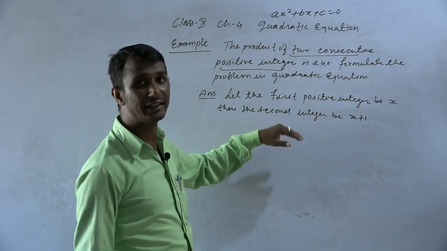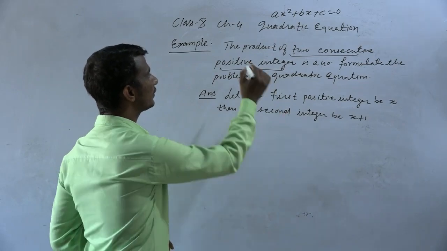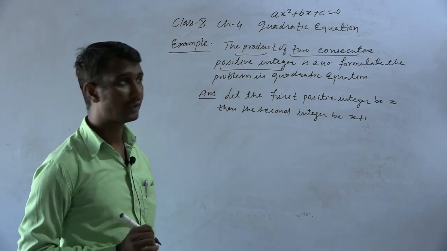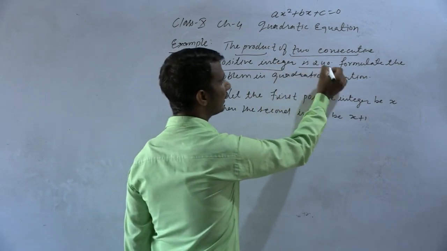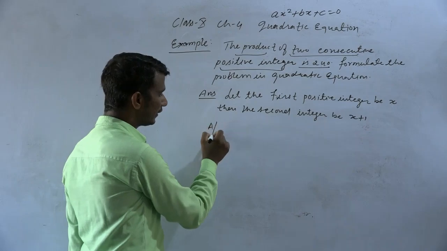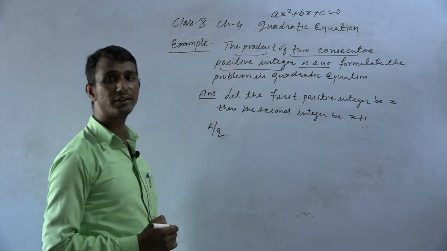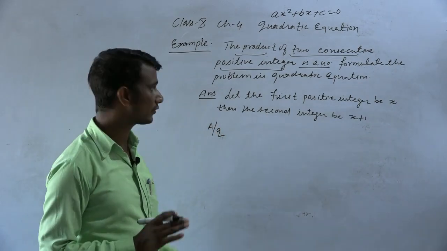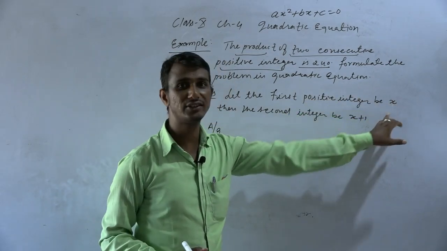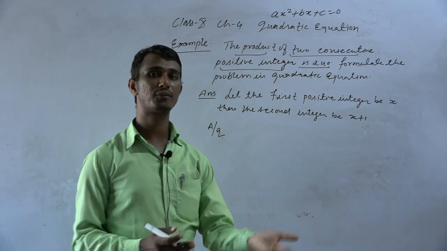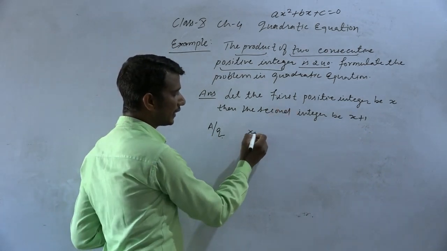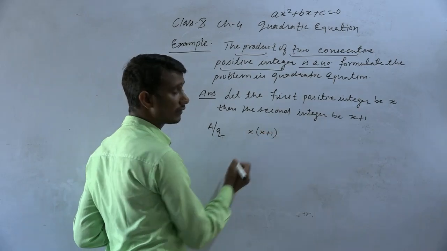Now what is the statement saying? We want to find the product, and what we get is 240. According to the question, if we multiply the first integer and the second integer, we get the product 240. The first integer is x and the second integer is x plus 1, okay?